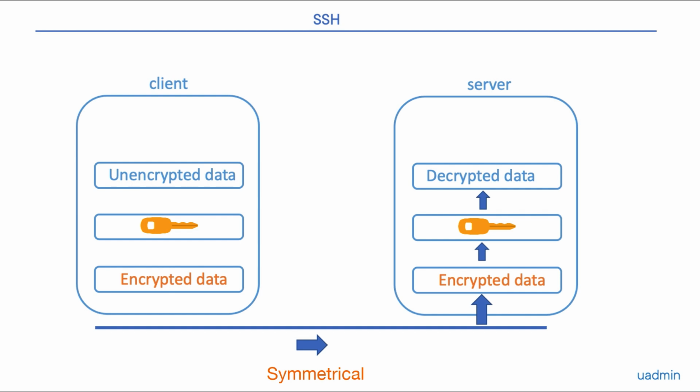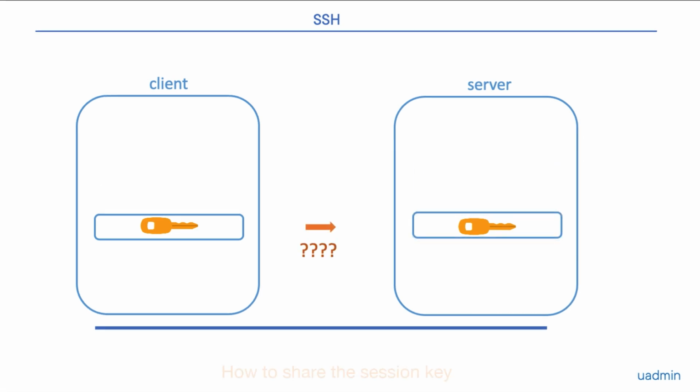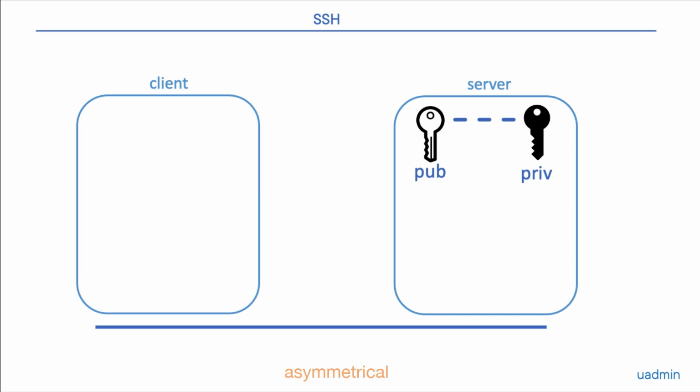There's one little problem, however. How can the client share the session key, as it's called, with the server? I mean, if he sends it just like that, anybody can intercept the key, which would make this key completely useless. In comes asymmetrical encryption, which is a solution that uses a public and a private key, or a key pair as it's usually called.